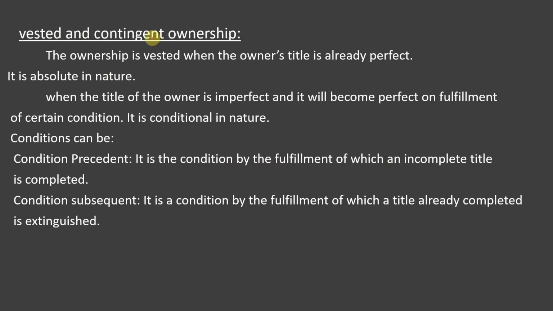Next is vested and contingent ownership. The ownership is vested when the owner's title is already perfect. It is absolute in nature. When the title of the owner is imperfect and it will become perfect on fulfillment of certain conditions, it is conditional in nature. Let us understand this with an example. A is the husband and B is the wife. A has written a will in which he stated that upon the death of A, the property will be transferred to B. And after B's death, the property will be transferred to C and then to D.